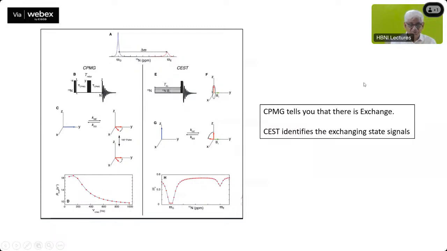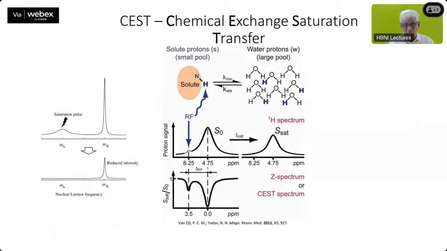Okay. Now, this is another method of studying exchanges. In fact, this idea has been borrowed from the imaging people. This is called chemical exchange saturation transfer, or CEST. What is the idea here?